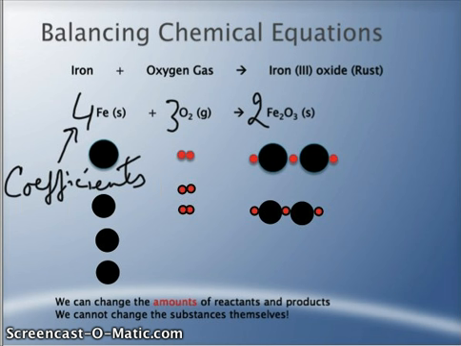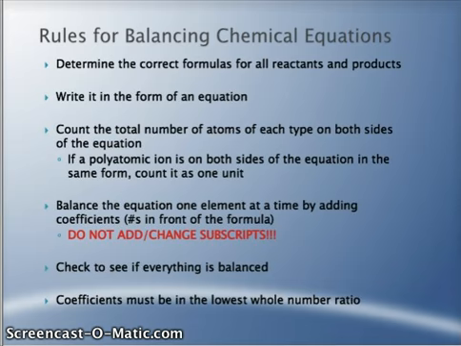Let's look at the different balancing equation rules overall, and then we'll go from there for practice. So here are some of the rules for balancing chemical equations. First, you need to determine the correct formulas for all reactants and products. Write it in the form of an equation. Again, all the reactants, things that we start with, are on the left side of the arrow. On the right side are going to be the products.